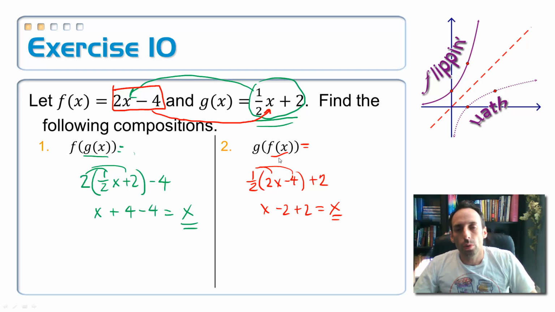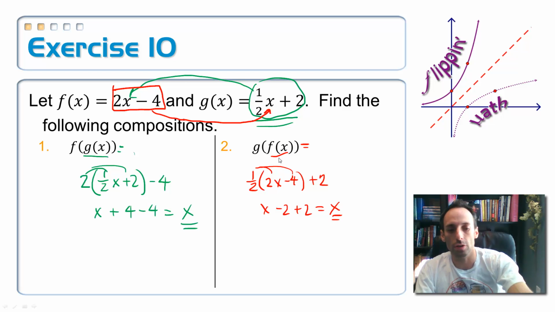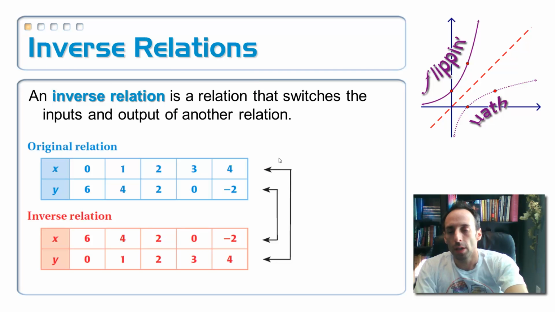Okay, so this is something else that will always happen if two functions are inverses of each other. And as a matter of fact, this is how we define inverse functions. Okay, so before we talk about inverse functions, let's just talk about them as relations first, because every function does not necessarily have an inverse that is a function. It might be only an inverse relation.